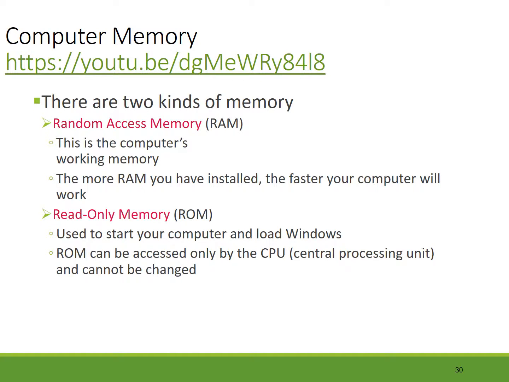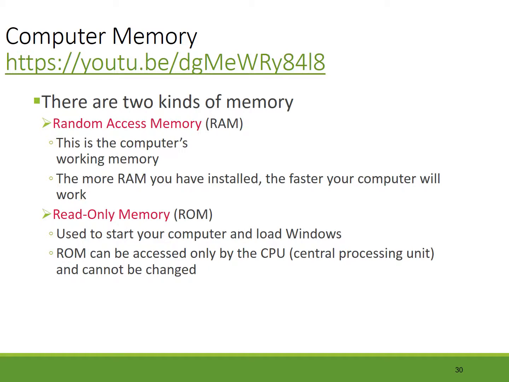Okay, so there are 2 main types of memory. You've got random access memory and you've got read-only memory. The main one you're interested in is the random access memory, or RAM. This is the computer's working memory, and often the more RAM you have installed, the faster your computer will work, and the more things you can run at once.